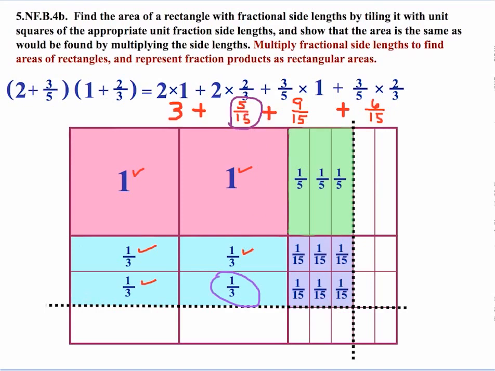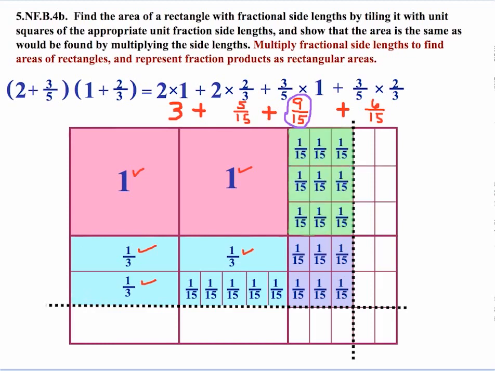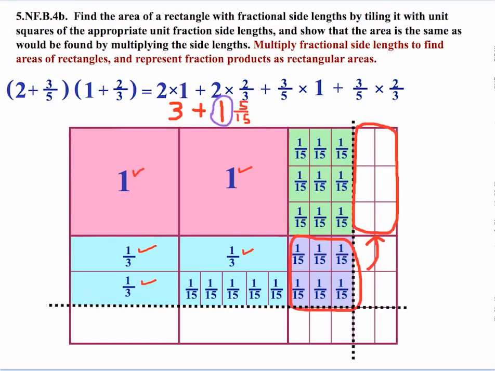And the 1/3 here, we had converted to 5/15. So we convert our model to match what we have with 15ths. And then this is our 3/5 times 1, which again was still 3/5. We converted that to 9/15. So there they are. So when we combine all the 15ths, we have 20 of them. Convert our 20/15 to a mixed number, so it's 1 5/15.